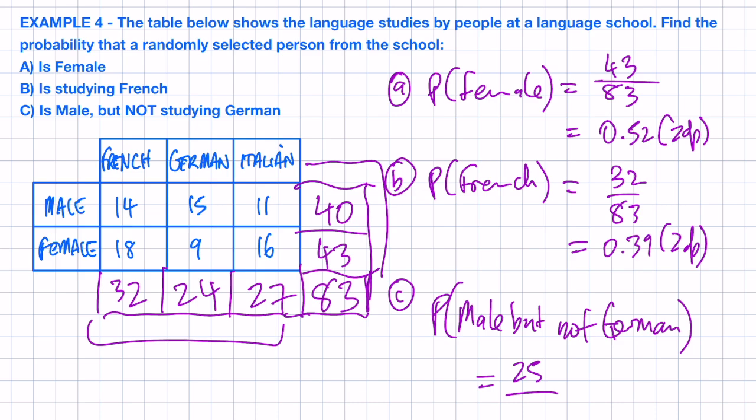I don't agree with the 83 because that 83 encompasses studying German. They are not studying German is a condition on it. But then also it's a probability, not a count. It's a probability of picking any random person from the school, so that includes French, German, or Italian students. Otherwise you'd have to word the question differently. Yeah, it's because of the comma. Okay, I agree. So we got 25 over 83.